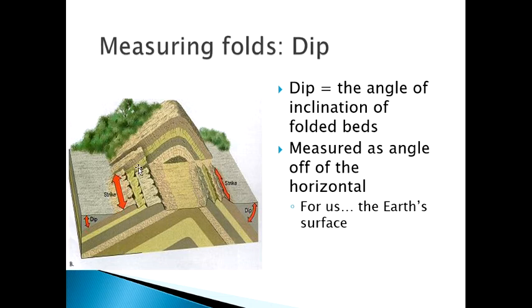So here's a fold. I hope you can see that this is an anticline because of its big shape. And notice on the left side of the anticline, these beds are dipping down into the earth, and they're dipping down at a particular angle. Look at the right side of the anticline. They are dipping down here, but they're dipping far more steeply.